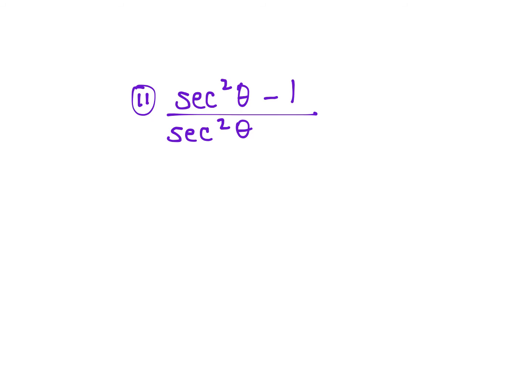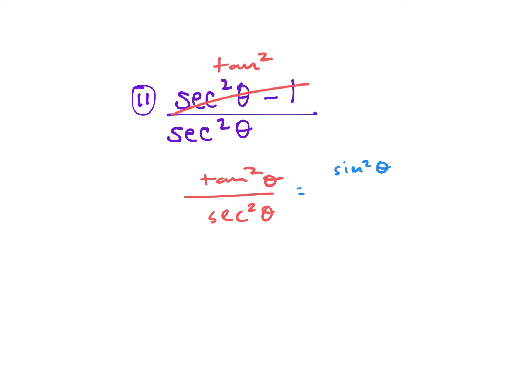I could use one of my Pythagorean identities and make secant squared minus 1 tangent squared. So I have tangent squared over secant squared. What can I do next? Change it all to be in terms of sine and cosine. So I have sine squared over cosine squared over 1 over cosine squared.